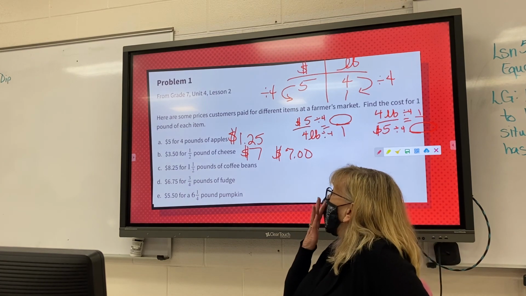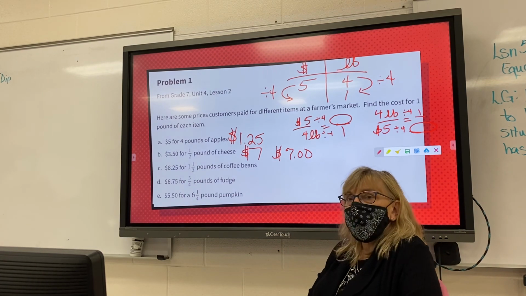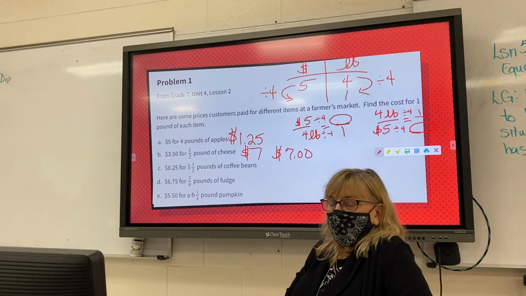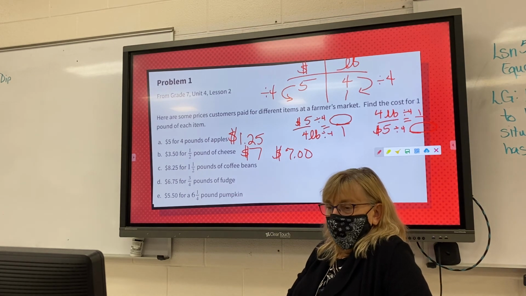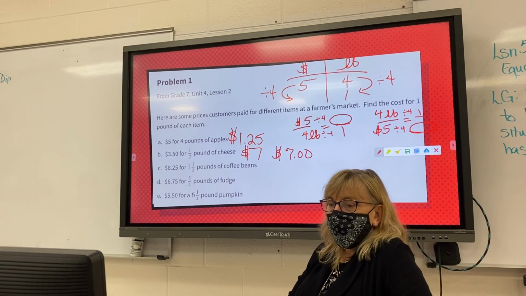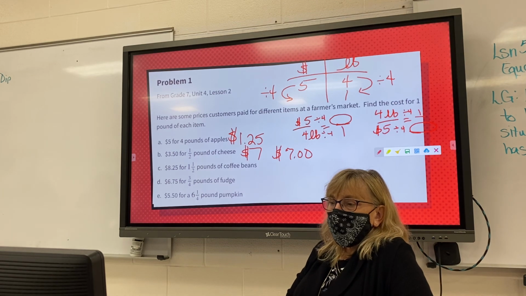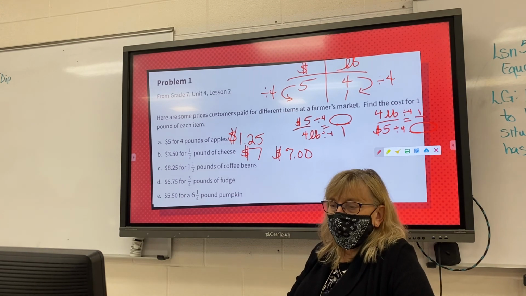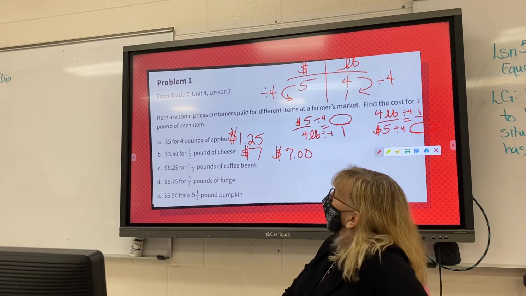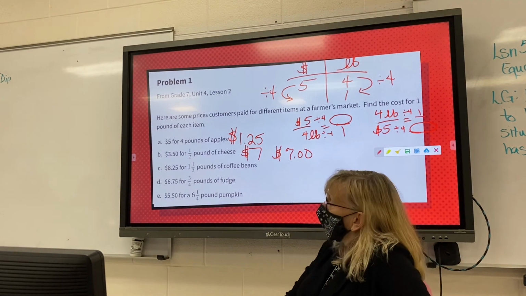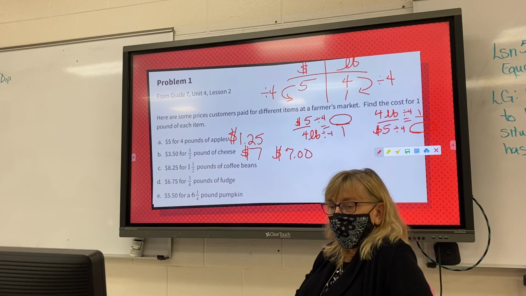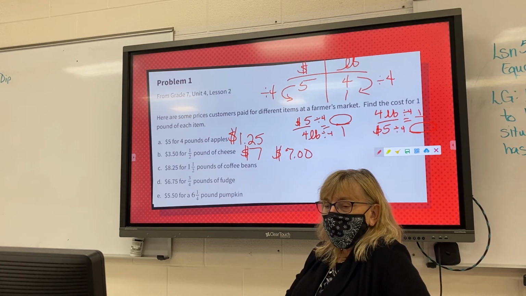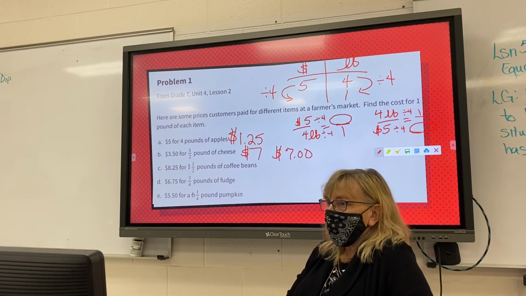$8.25 for 1.5 pounds of coffee beans. How much did I pay per pound? You may use a calculator, I don't care. Once you got an answer, put it in the chat, but do not hit enter. Think about the different ways we solved the first one, and maybe that'll help you solve this one. Math is all about patterns.